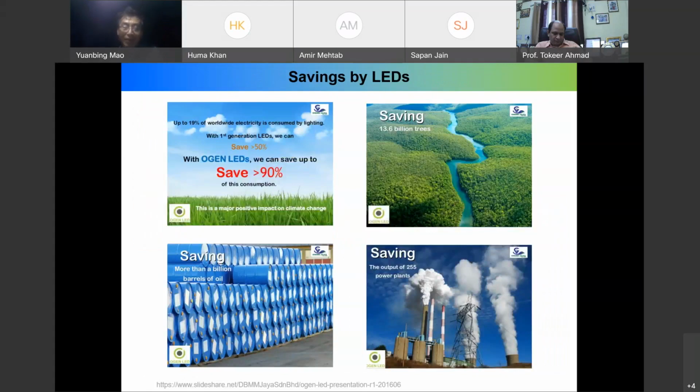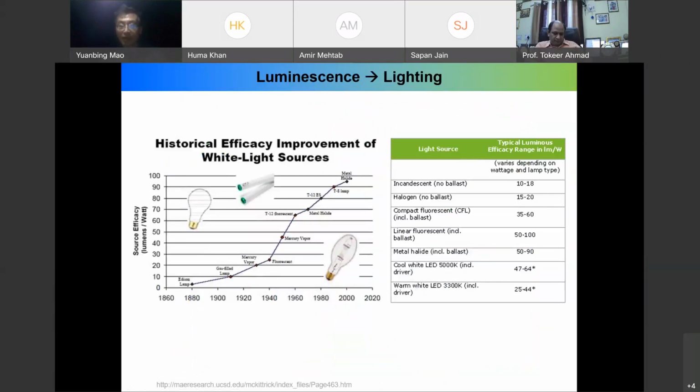If we can harvest that better and use LEDs, we will be able to save 13.6 billion trees, save more than 1 billion barrels of oil, and save the output of 255 power plants. So that's why we need to have this switch, and everything moves in that direction. This slide gives a little bit more detail about this process.